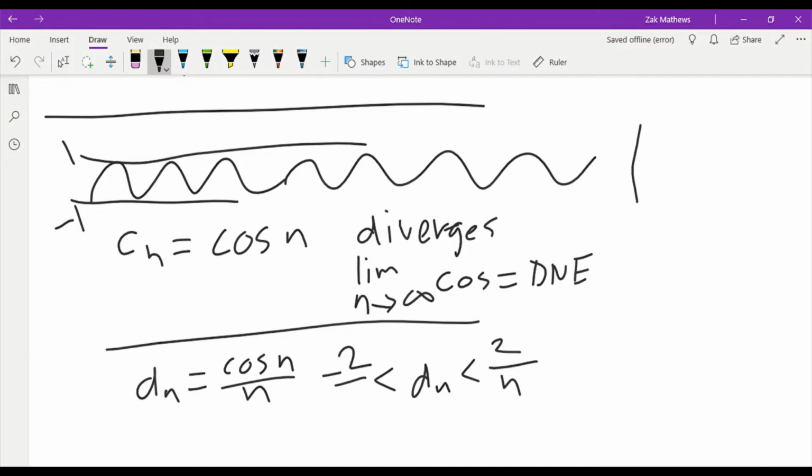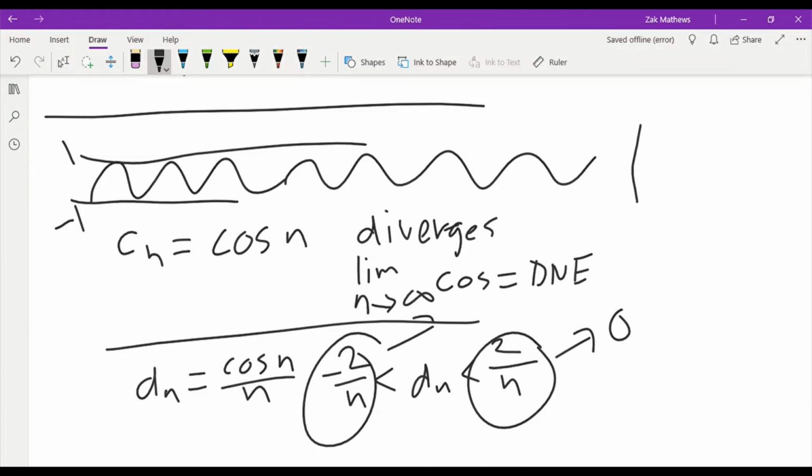Why did I choose 2? Doesn't matter. I could have chosen 15 and -15. I just need to choose something above 1 and something less than -1. And then if I look at both of these sequences, I know that both of those converge, and because they both converge to 0, well then that tells me that my d_n must converge to 0 as well.